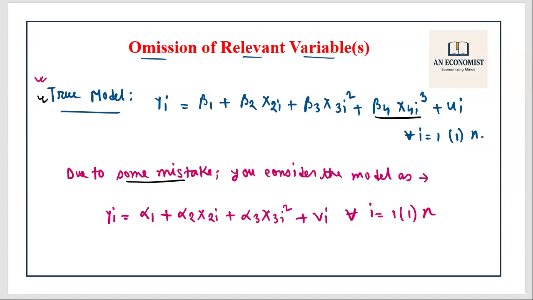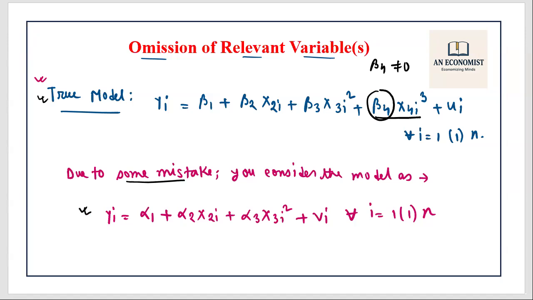X4 is the omitted variable here. Suppose this beta 4 is not equal to 0. So basically, X4 is the statistically significant variable. That is, a relevant variable means statistically significant. Suppose you have tested that beta 4 is not equal to 0 in hypothesis testing, and you have got this. So X4 is a statistically significant variable, but still you have omitted it from your study.